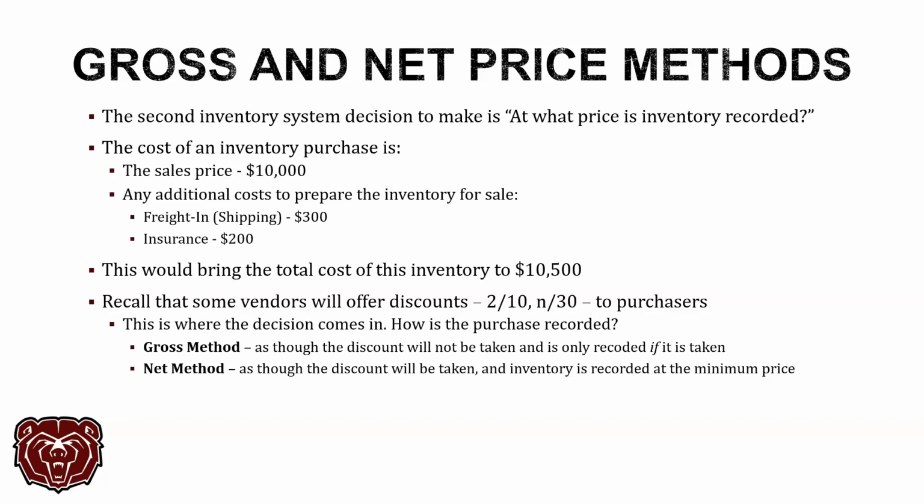Well, if we record it using the gross method, we're going to record it assuming that we're not going to be taking the discount. And we will only record the discount if we actually take it. So we would record this at the full $10,500. Okay. The net method, we're making the assumption that we will take the discount. Okay. So we account for it as though the discount's already been taken, and we record the inventory at the minimum price. The minimum price is that 2% discount in this instance.